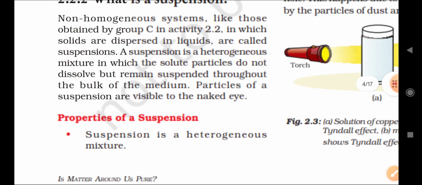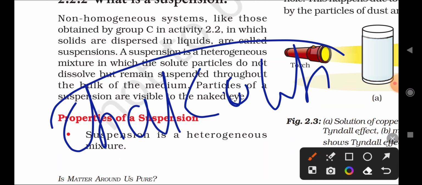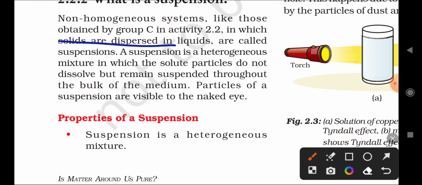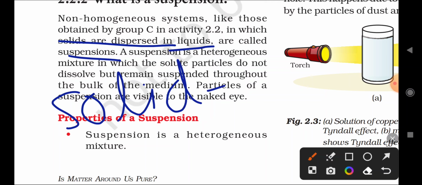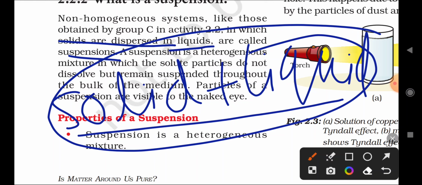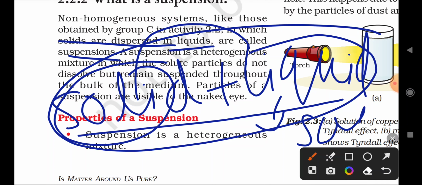The solution having chalk or wheat flour is called a suspension solution. So a mixture in which solids are dispersed in liquids is called a suspension. What is the meaning of suspension solution? Simply, the solid is dispersing in a liquid. The solid becomes the solute and the liquid becomes the solvent.